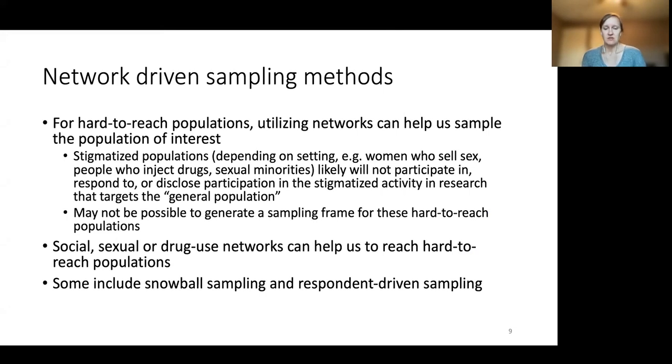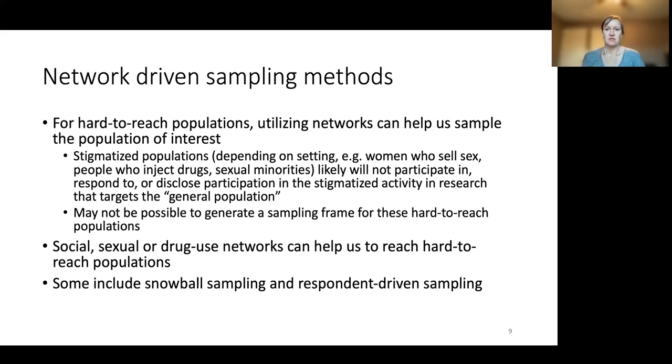So particularly stigmatized populations. Depending on what setting you're in, this might be women who sell sex, people who inject drugs, sexual minorities. And they likely will not participate in or disclose participation in that stigmatized activity when they're involved in research that targets the general population. Another point is that it's likely not possible to generate a sampling frame for these hard to reach populations, whereas you can generally get a sampling frame for the general population. So social, sexual or drug use networks can help us to reach those hard to reach populations.